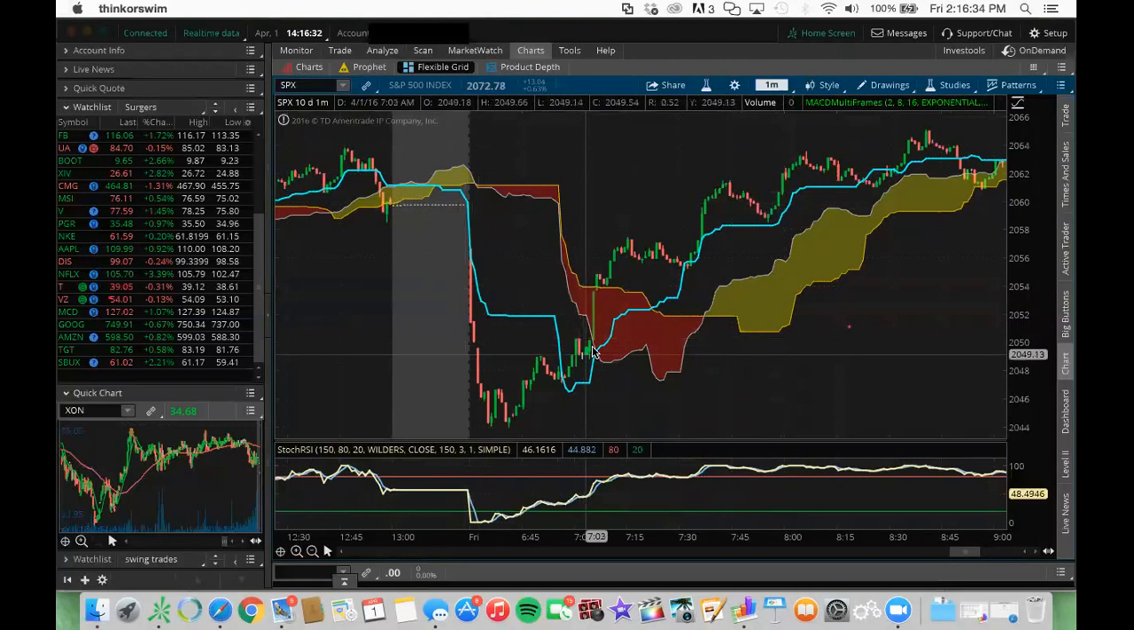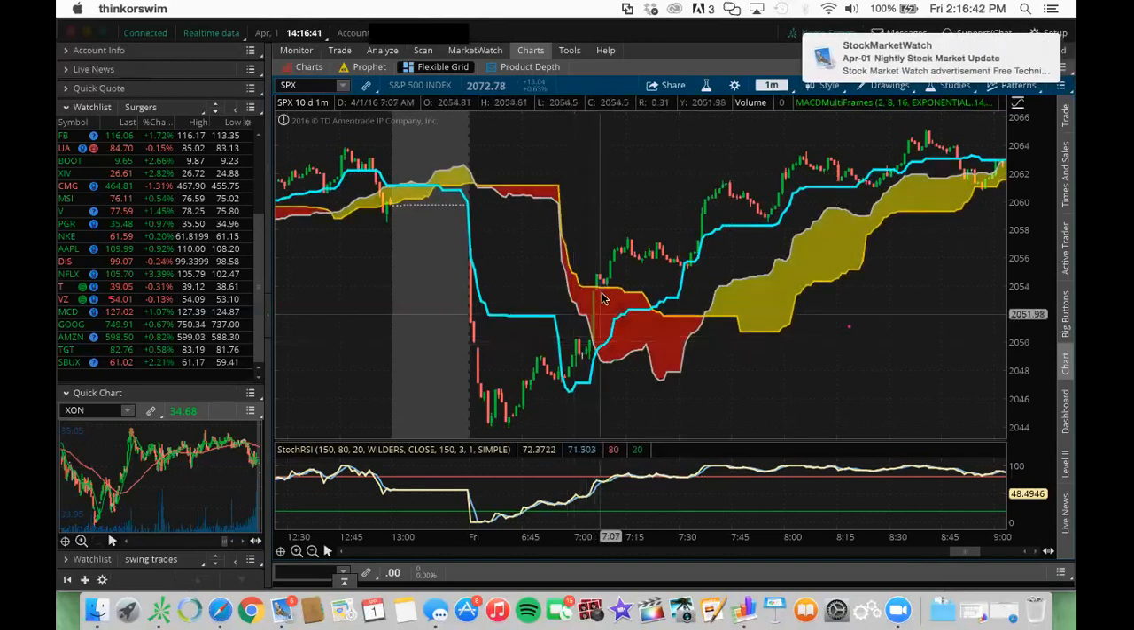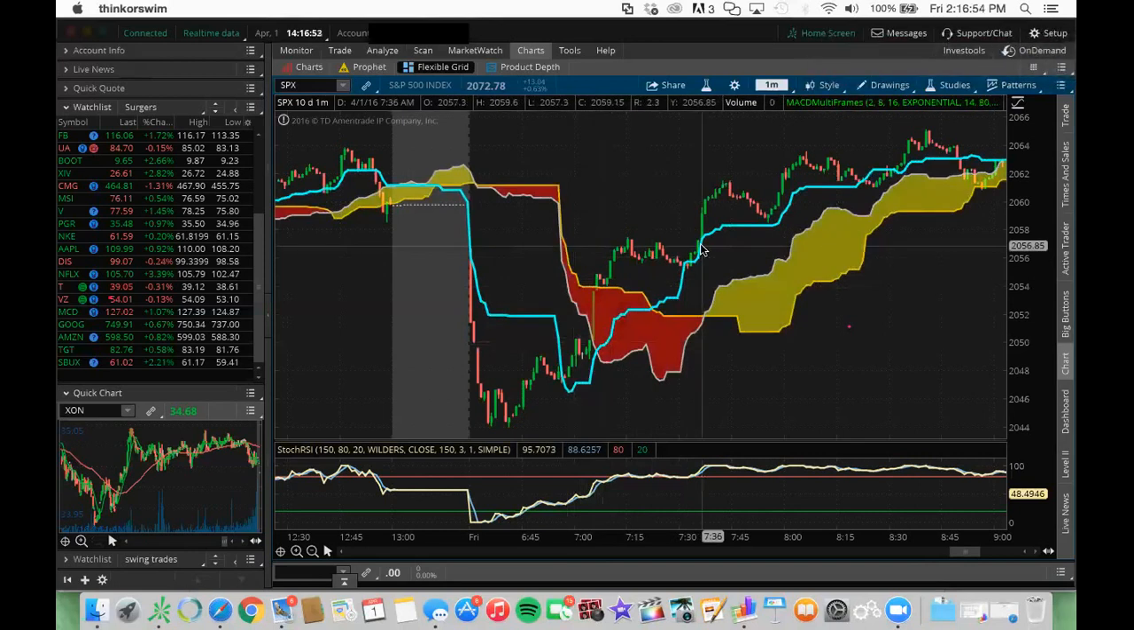But then the next time it comes up, it was testing the cloud, busts through here in one candle, comes up, tests the cloud, and then goes off. That's also something I would want to point out. Sometimes you might get little head fakes on the 1 minute.